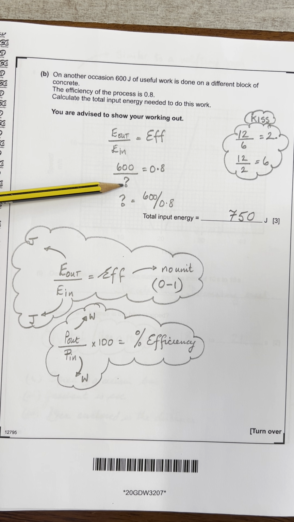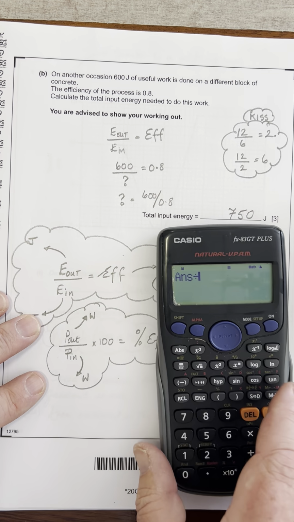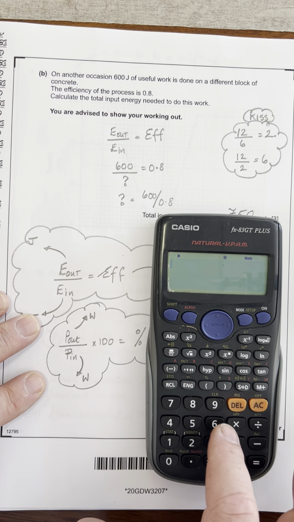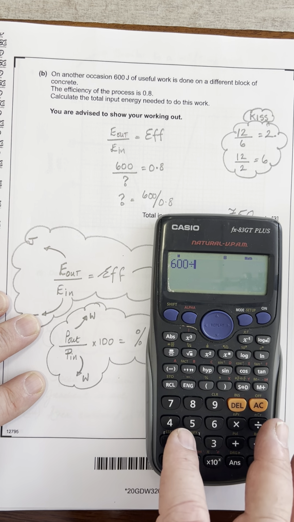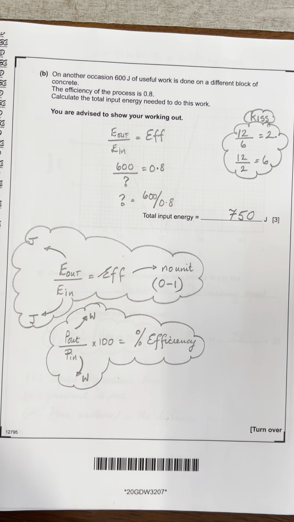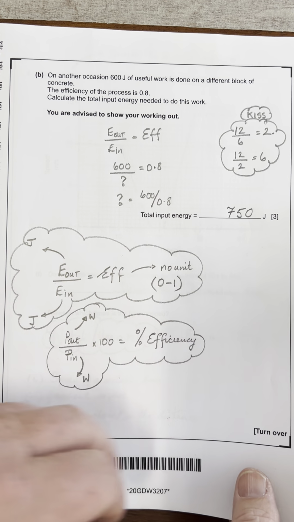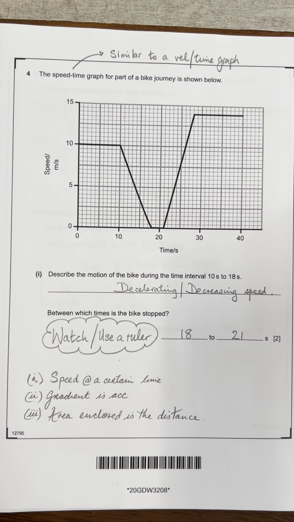Look, 600 divided by that gives me that. And then when you find that answer, you know what you should be doing? You should be doing something like this. I'll just check that: 600 divided by 750, and I get 0.8. I've got the right answer. See? Exam technique. Work on the exam. You're doing nothing else anyway.